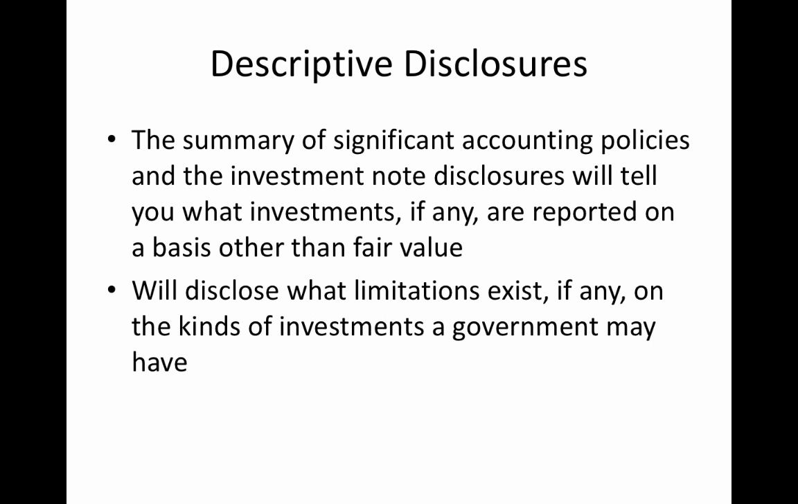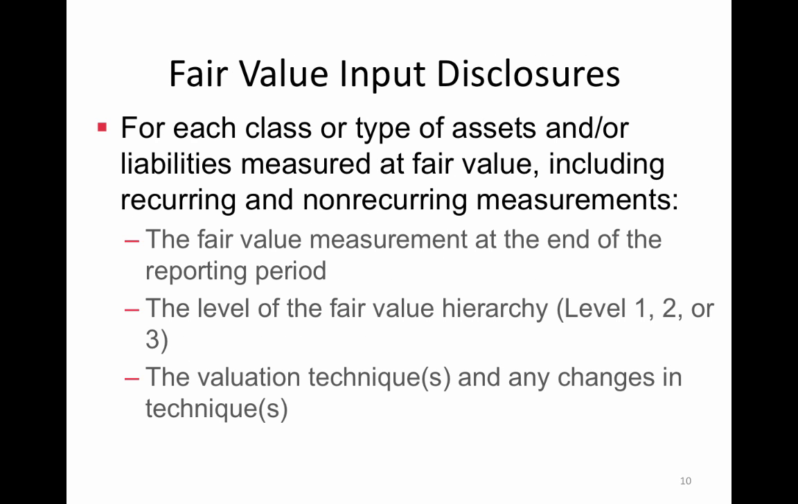Or if there are other investments or other assets that are specifically excluded from being reported at fair value, they will describe in the notes how they determine the value that is reported in the financial statements. If there are any limitations on the types of investments that a government may have, and that's the case in some states where the state very strictly limits what governments are allowed to invest in, often limiting them to just U.S. Treasuries, that will be disclosed in the notes as well.